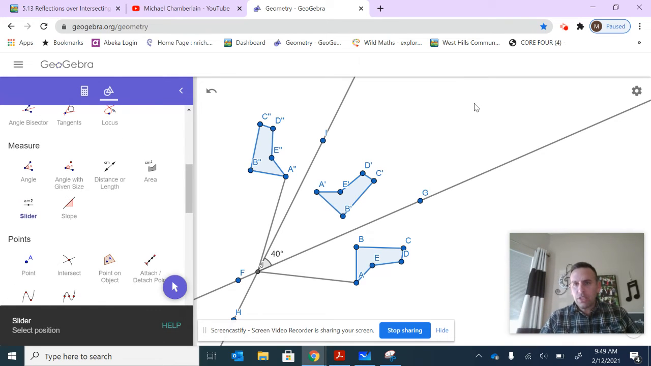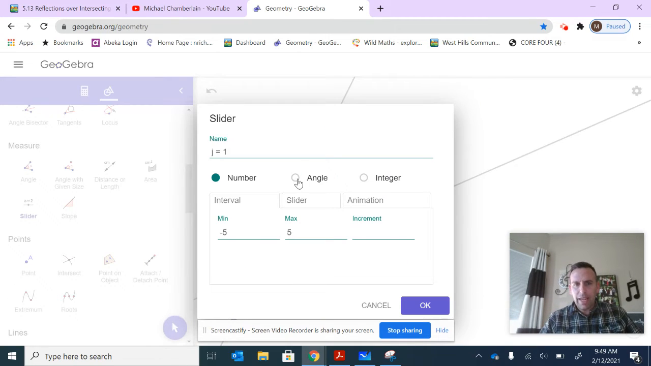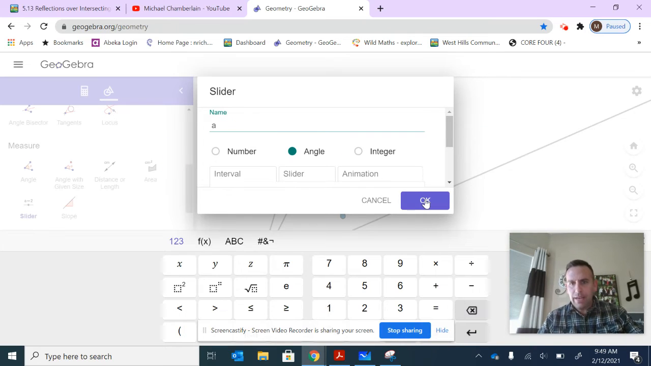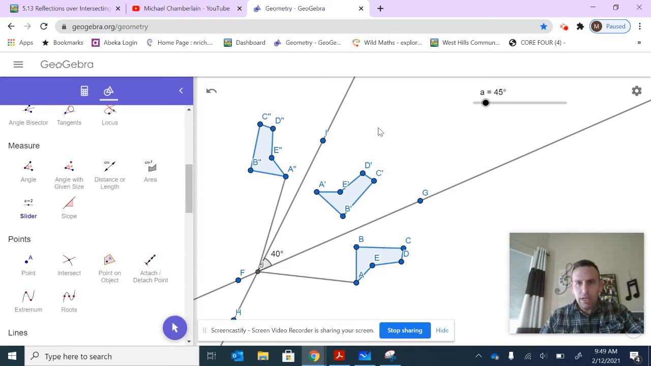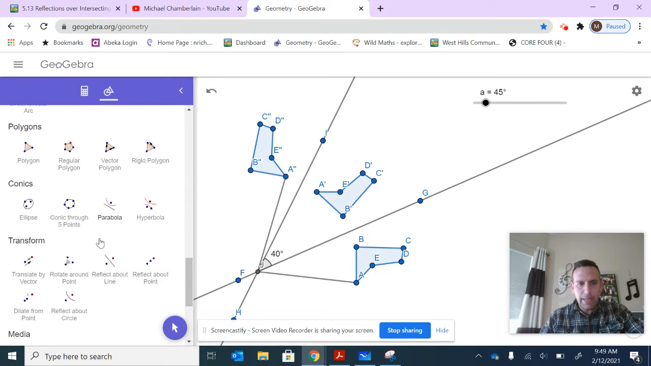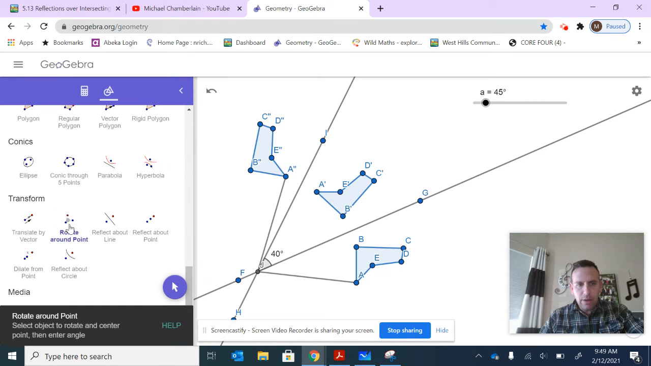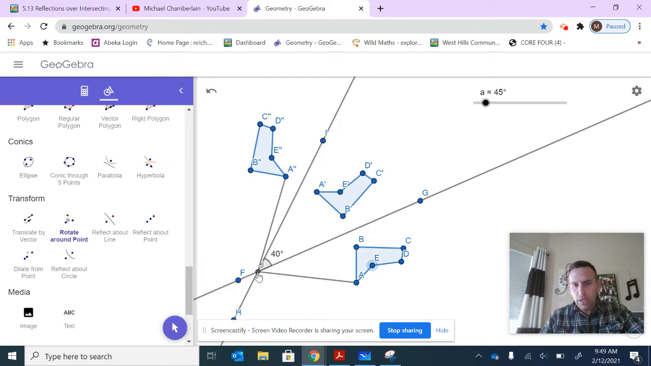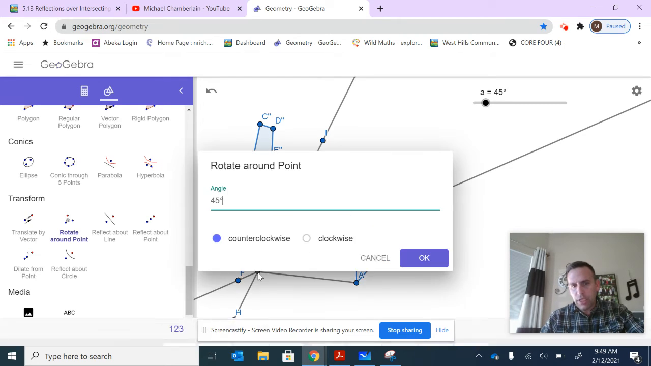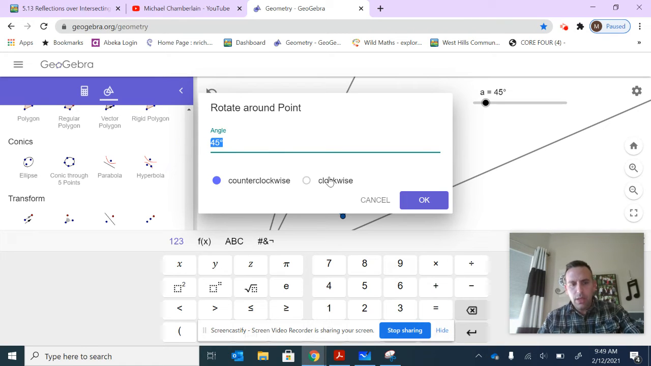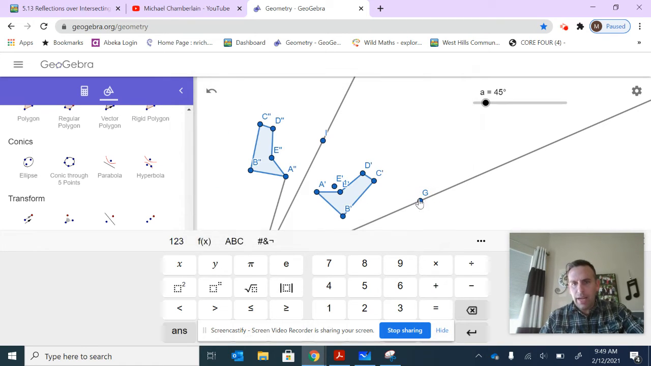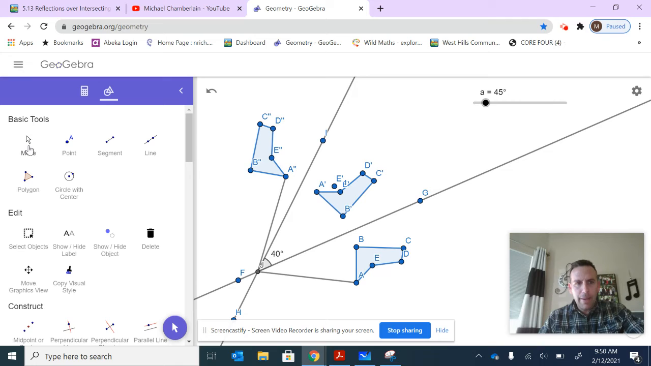So I'll put in a slider, and I'm going to call it angle. And let's go ahead and give it the name A. All right, and then I'm going to use my rotate around a point tool. I'm going to rotate this original pre-image around this point of intersection, and I'm going to tie it to my slider A. I forgot to put my slider back to 0, so let's take it back there for a second.